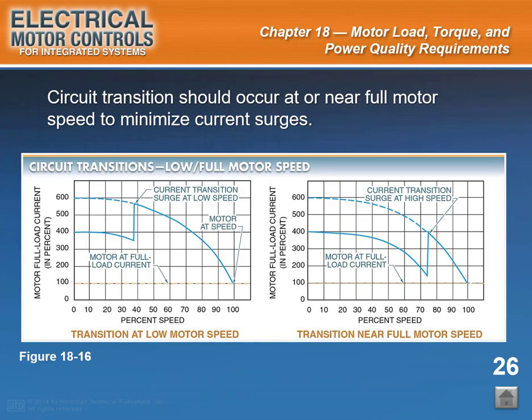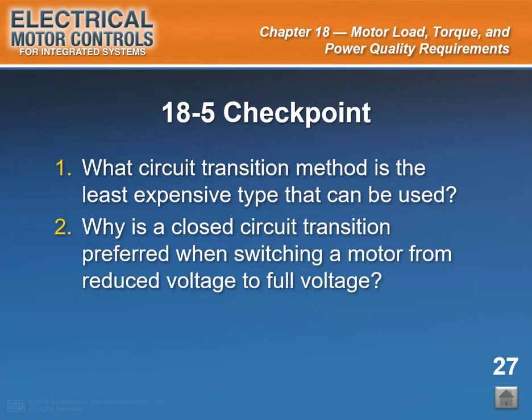Slide caption: Circuit transition should occur at or near full motor speed to minimize current surges. See figure 18-16. The high current surge during open circuit transition is based on the motor speed at the time of transition. Transfer from the low starting voltage to the high line voltage should occur as close to full motor speed as possible. If the transition occurs when the motor is at a low speed, a surge current even higher than the starting current can occur. End of slide 26. Start of slide 27.